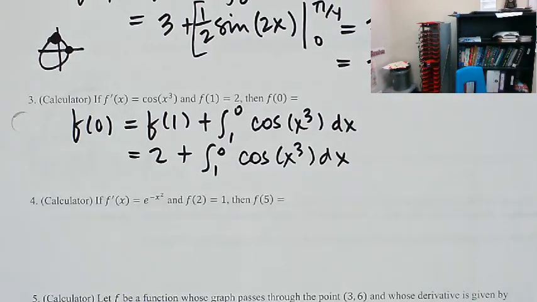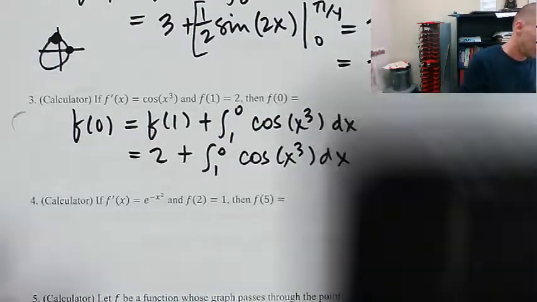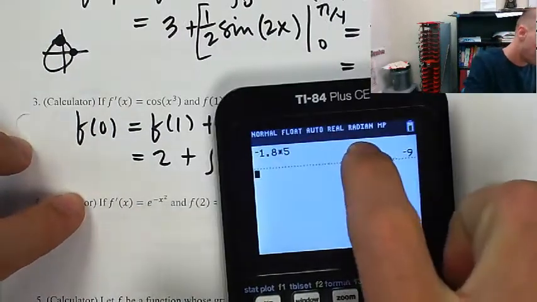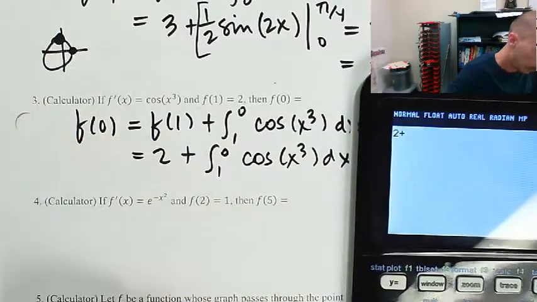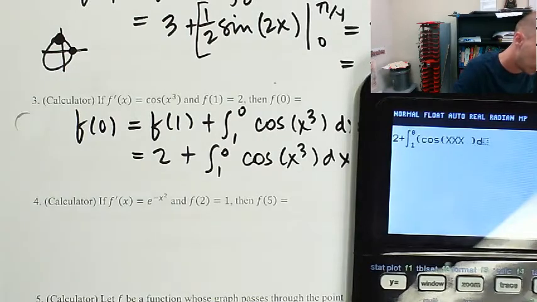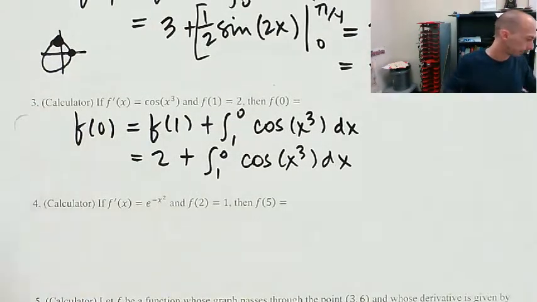Okay, that's not good. All right, make sure I'm in radian mode. Okay, 2 plus integral from 1 to 0 of cosine of x cubed in the right mode. And press enter and get 1.068.